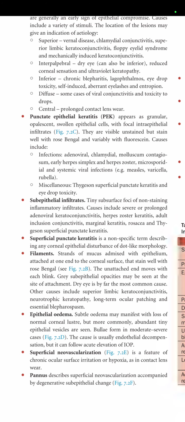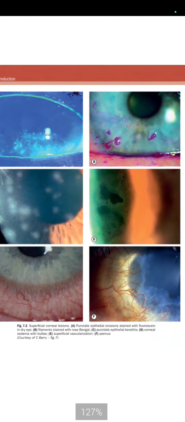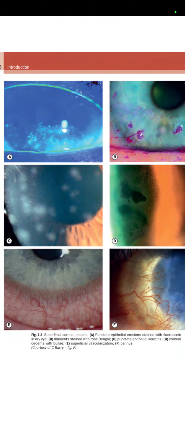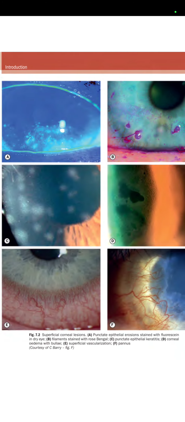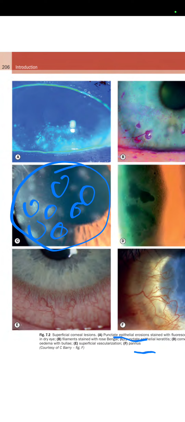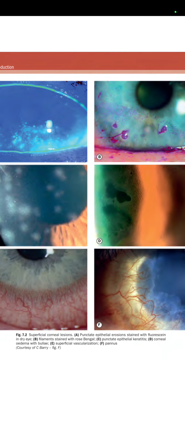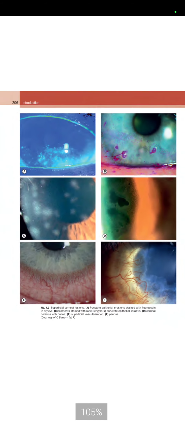So we are going to see the picture. I think we have not seen the picture of punctate epithelial keratitis. So figure 7.2 C, you can see that this is a punctate epithelial keratitis. You can see that there is a swollen thing, and you can say that it is punctate epithelial keratitis. So next we can see D is corneal edema.